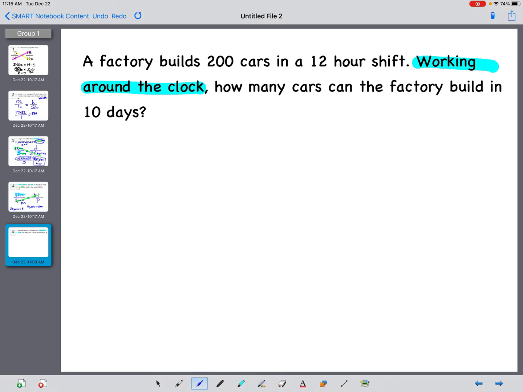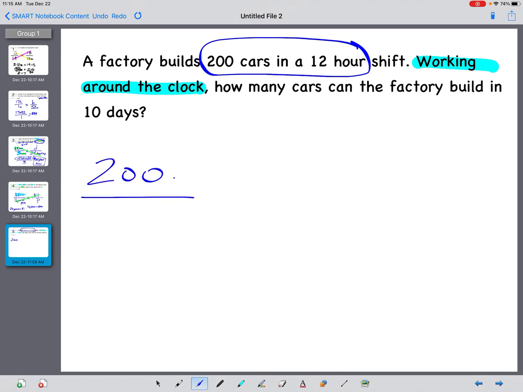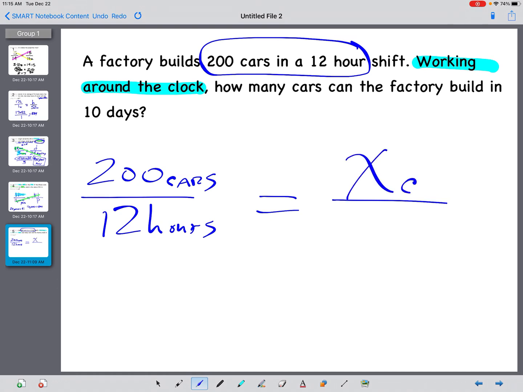Okay, so let's start out with the first ratio that we can certainly build right here. It's 200 cars in a 12-hour shift. All right, so we'll write down 200 cars, and that's going to be in 12 hours. Okay, and we know we're looking for an unknown amount of cars.